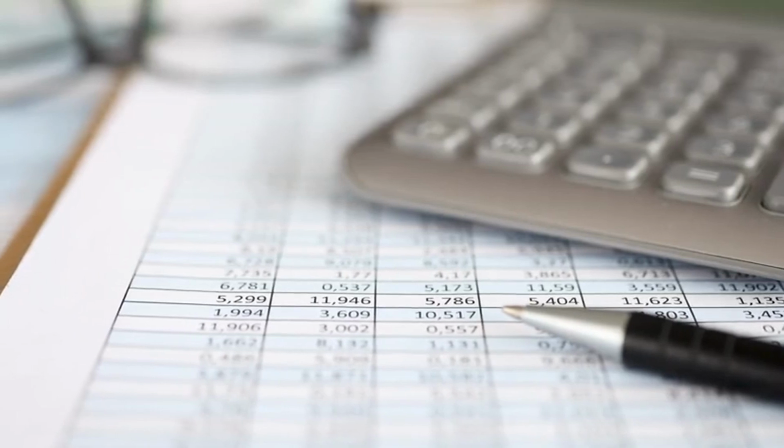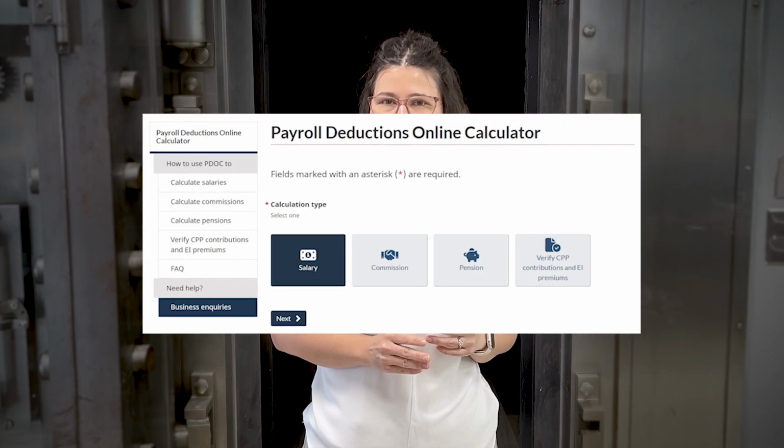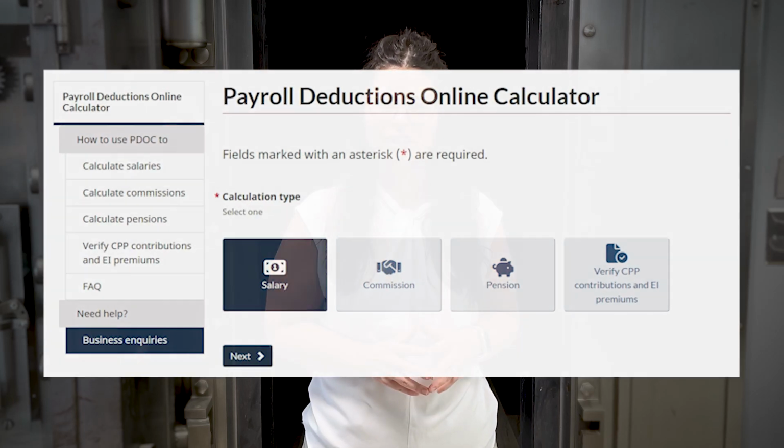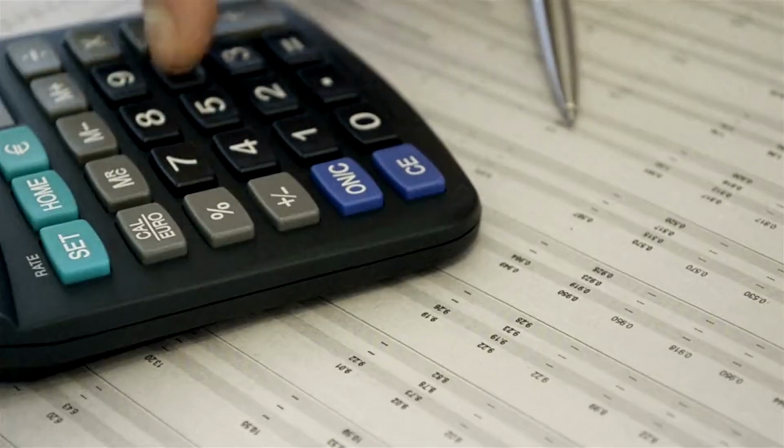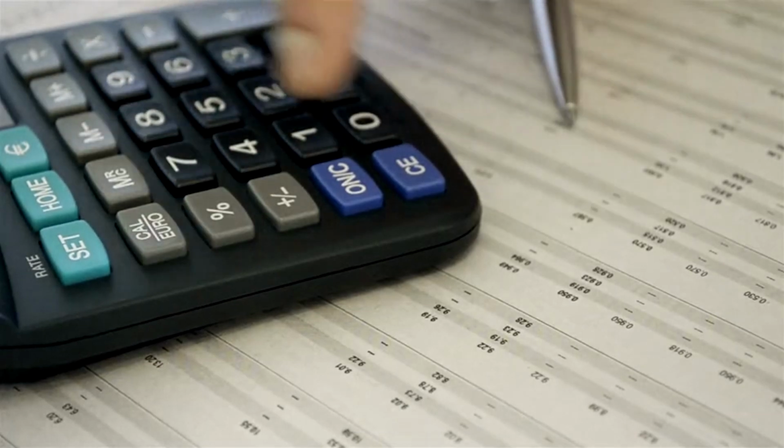Step 6. Calculate payroll deductions. Each pay, calculate deductions for CPP, EI, and federal and provincial income tax. Use the CRA's Payroll Deductions Online Calculator or refer to the payroll deduction tables provided by CRA. Accurate calculations are essential for compliance.